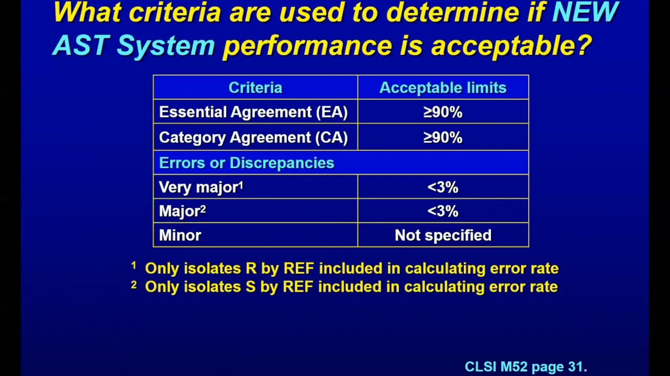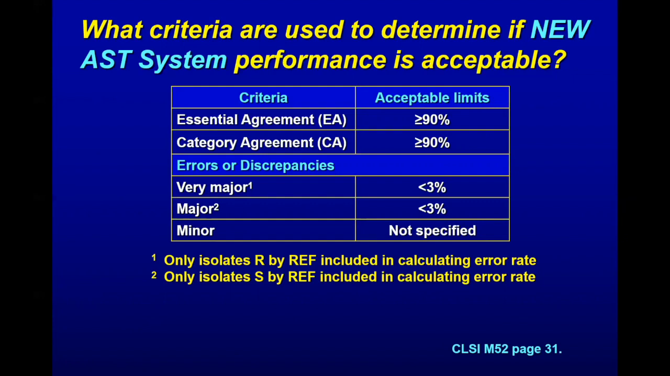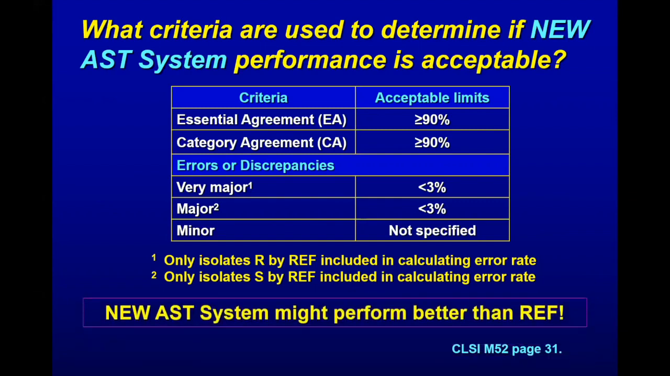because this is basically included when you do your essential or category agreement. When you're analyzing for very major errors, you want to make sure that only isolates resistant by the reference method are included and calculated in that very major error rate. Similarly, for the major error rate, we're only going to include isolates that were susceptible by the reference method. So this is very similar to what we heard Beth describe for the FDA submission data.